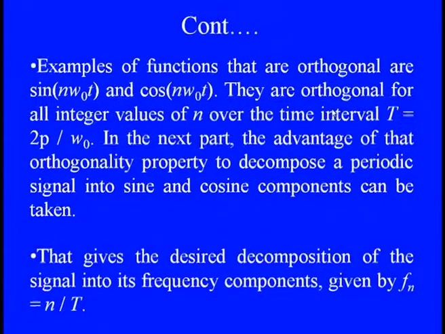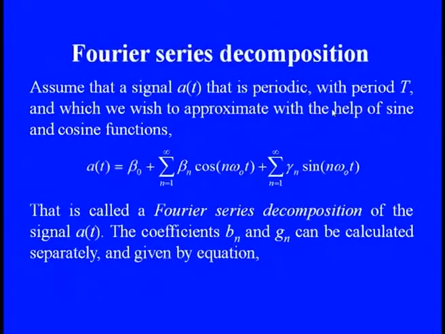So, since we know that sine and cosine are orthogonal for all integer values of n, sine n omega 0 t and cos n omega 0 t. So, for the time interval T, which is nothing but equal to 2 pi by omega 0, we can simply see how the orthogonal property can be used to decompose a periodic signal into sine and cosine components. So, if we want to go for the desired decomposition of the signal into frequency components, say my frequency f n is nothing but equal to n by T, then straightaway we can decompose it as a Fourier series.